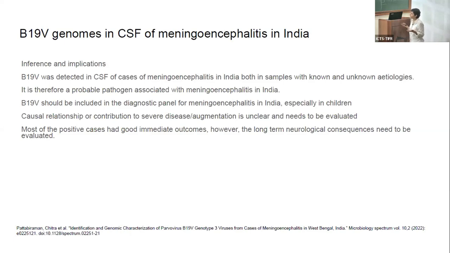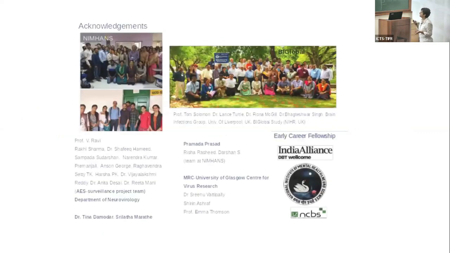Now, what is the implication of this? It was detected in samples with unknown etiology as well. It is a probable pathogen associated with meningoencephalitis in India. It should be included in the diagnostic panel for meningoencephalitis, especially in children. We need to assess the causal relationship, which is unclear and needs to be evaluated. Most of the cases had good immediate outcomes. However, the long-term neurological consequences need to be looked at.